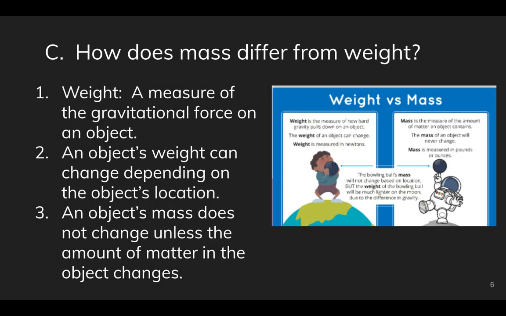How does mass differ from weight? Weight, remember, is a measure of the gravitational force on an object. An object's weight can change depending on the object's location. So if I went to the moon, let's say, like in the picture, I would have less weight than I have on Earth because there's less gravitational pull. However, my mass would stay the same. An object's mass does not change unless the amount of matter in the object changes.